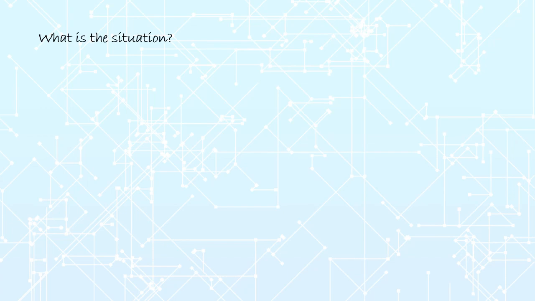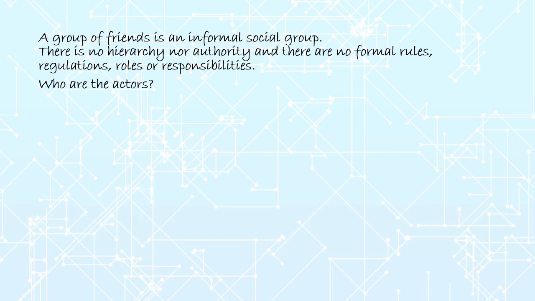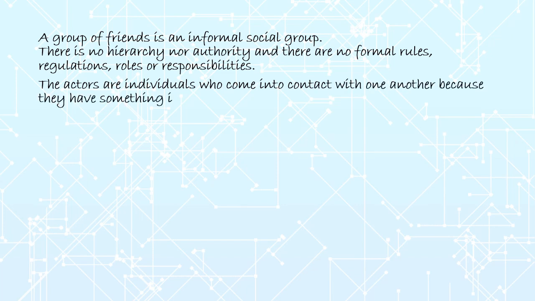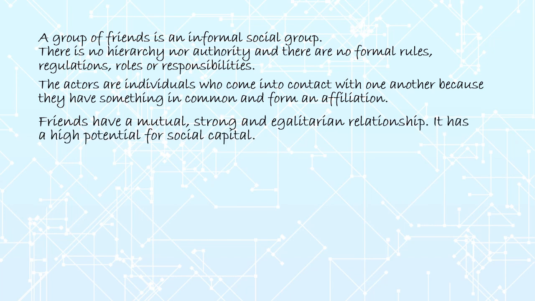What is the situation? A group of friends is an informal social group with no hierarchy or authority. There are no written rules, regulations, roles or responsibilities. Who are the actors? The actors are individuals who come into contact with one another because they have something in common and form an affiliation. What is their relationship? Friends have a mutual, strong and egalitarian relationship. It has high potential for social capital.